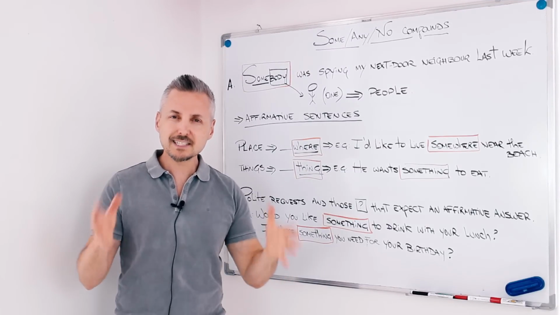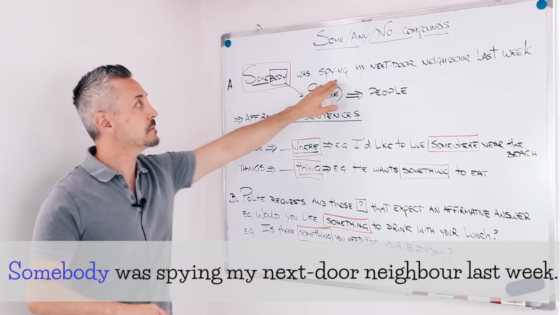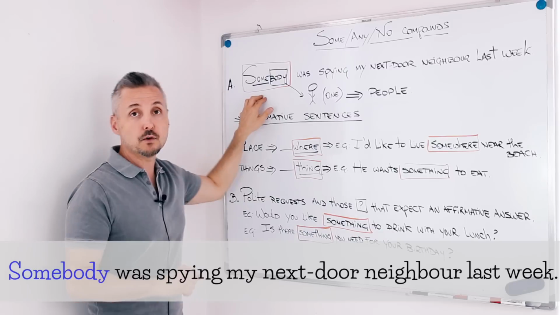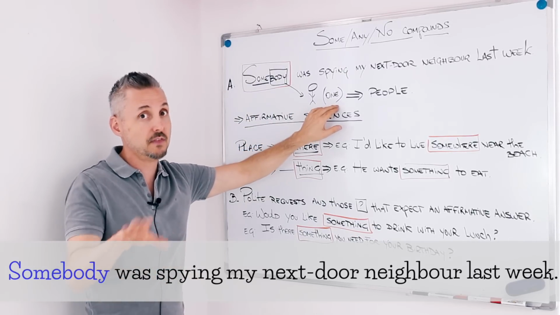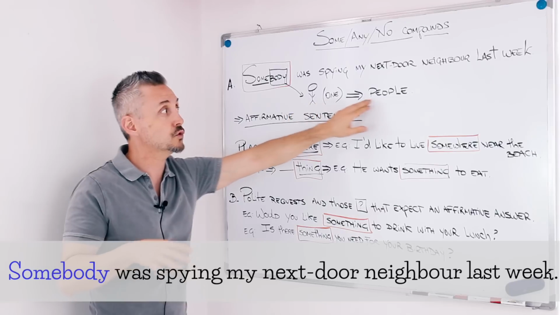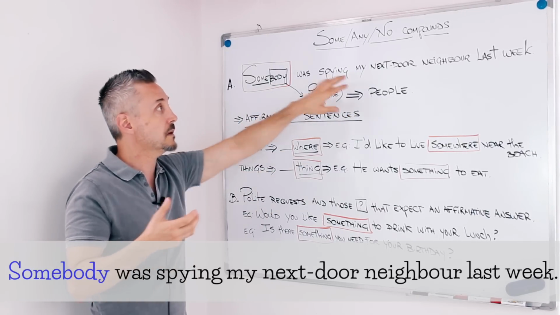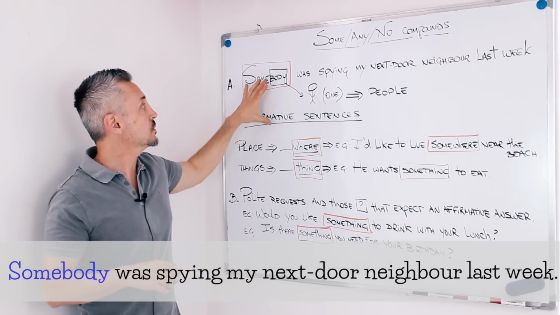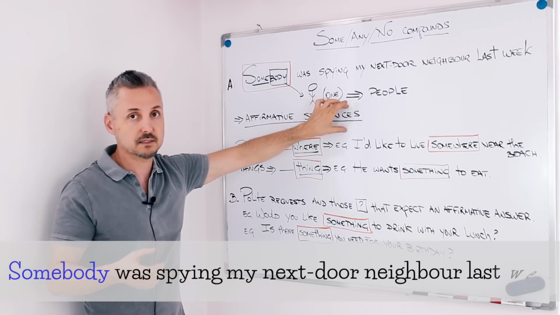So we're back. Let's take a look at my first example. Somebody was spying my next door neighbor last week. So I used somebody. I could have used someone. It's the same thing when I refer to people. So someone or somebody was spying my next door neighbor last week. We use somebody or someone for affirmative sentences.